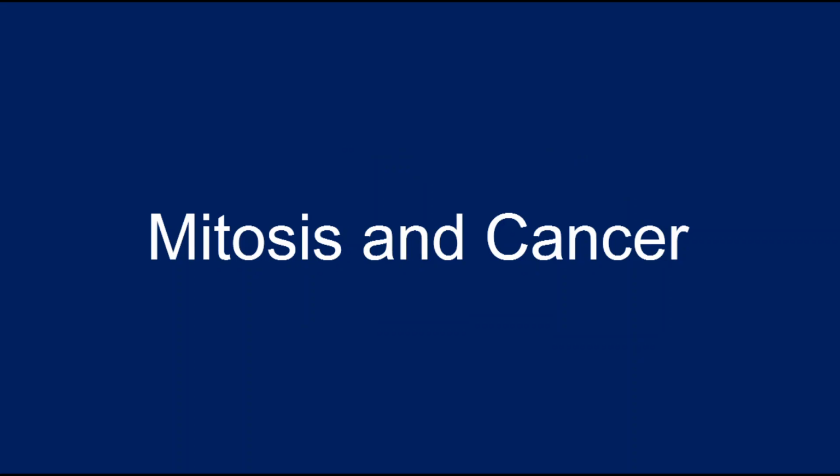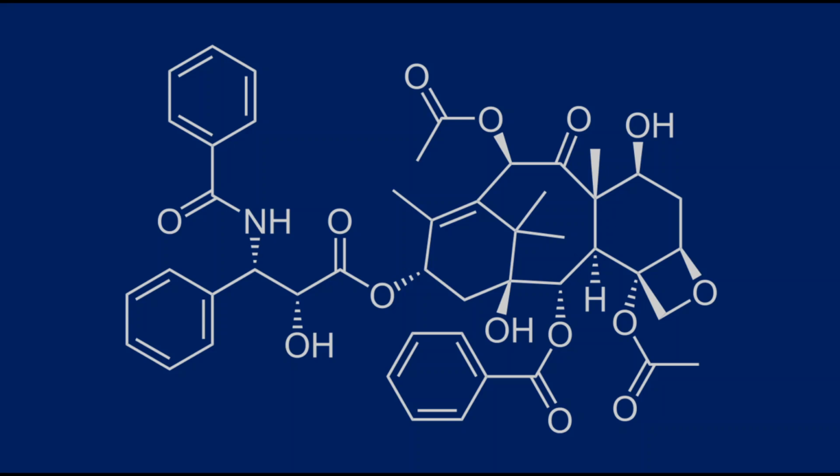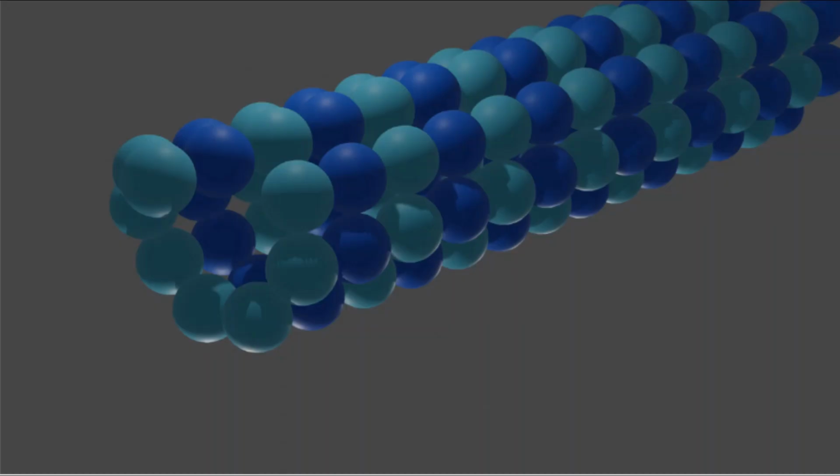So how does this relate to cancer and paclitaxel? Cancer cells divide rapidly and have different cellular properties. Paclitaxel targets these rapidly dividing cells and disrupts mitosis. It does this by interacting with microtubules.